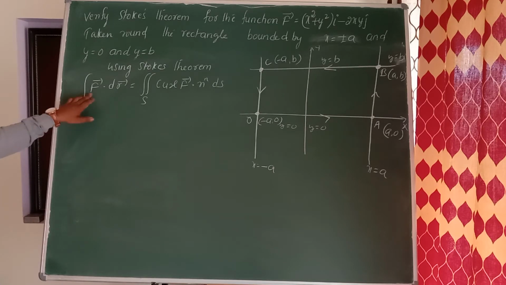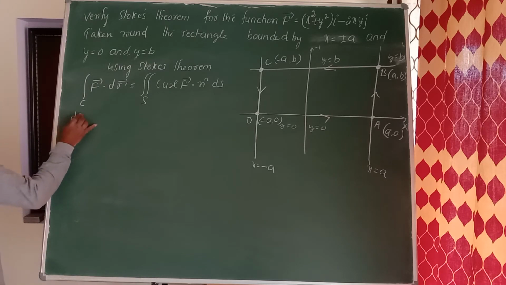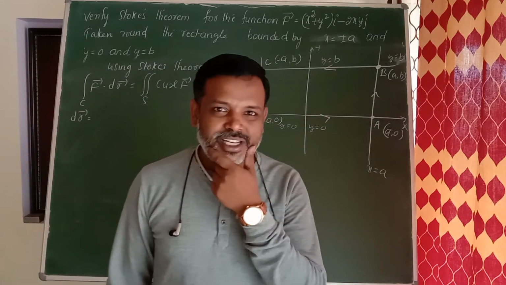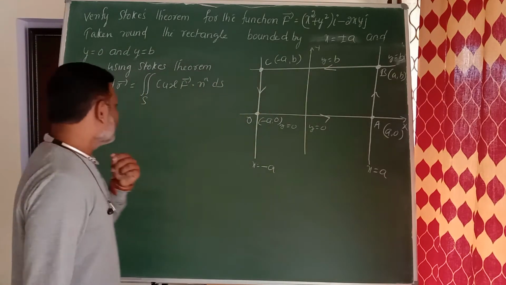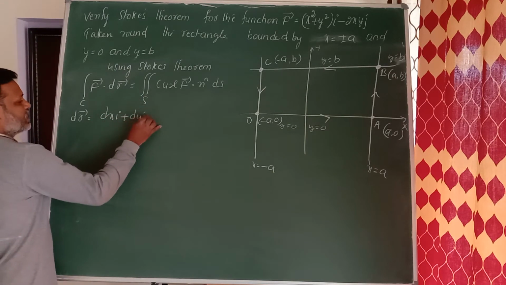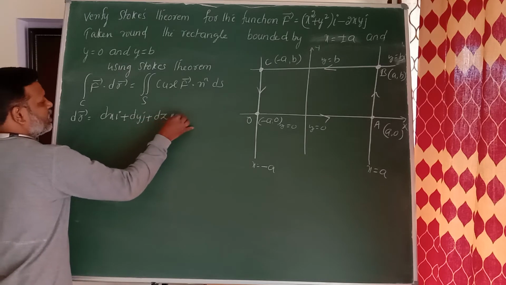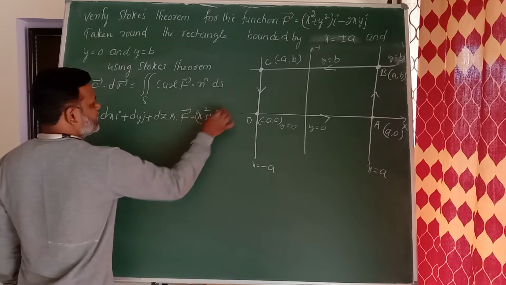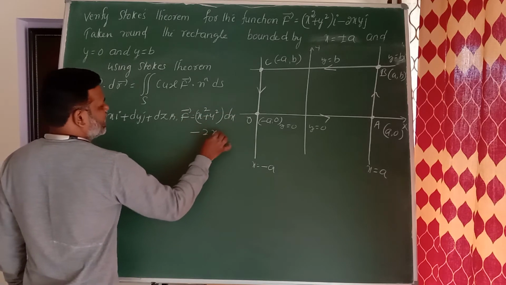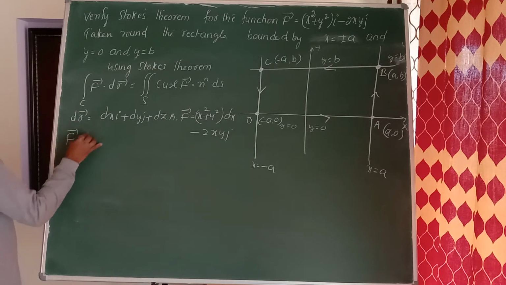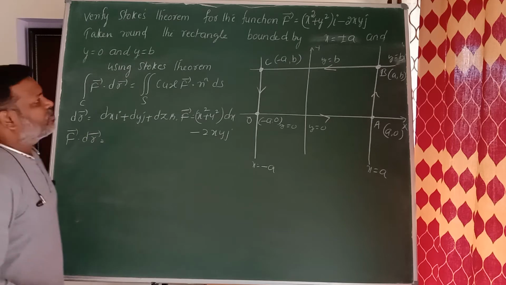Before finding the LHS part, we need f dot dr. As you know, r vector equals xi plus yj plus zk. Then dr vector is dx i plus dy j plus dz k. Then f vector, what is given? F vector is x square plus y square into i minus 2xy into j. We have to make this f dot dr.